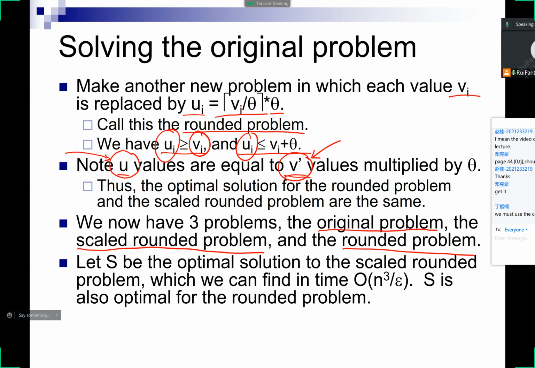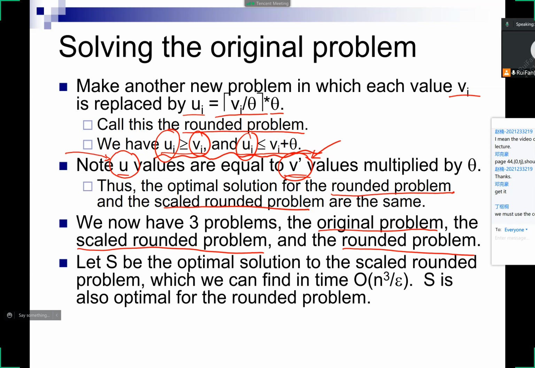All right. So now we can see how to use a solution for the scaled rounded problem to solve the original problem. Because the scaled rounded problem we can solve quickly using DP, and that solution is also optimal for the rounded problem. And the rounded problem is very similar to the original big problem. So we're going to show that the rounded optimal solution is almost optimal. It's 1 plus epsilon optimal for the original problem.